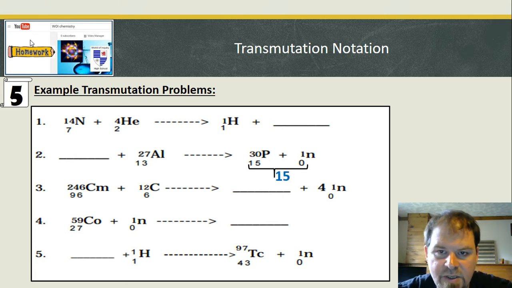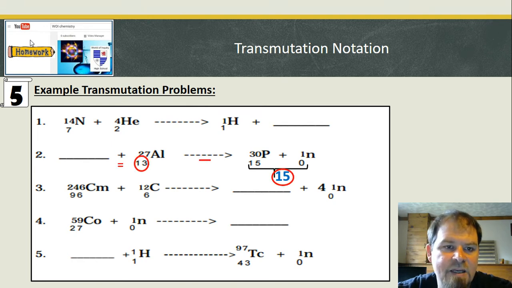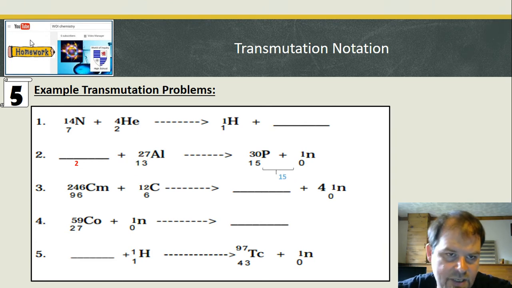15 plus 0 is 15. Remember, the 0 on the bottom of the neutron is its charge. It doesn't have any protons. It's just a neutron. So I have 15 total protons. If I subtract 13 from it, I get 2. And then I use 2 protons to tell me who I am. 2 protons is helium. And then I do the same with the top.